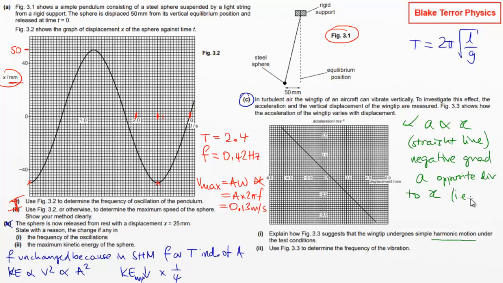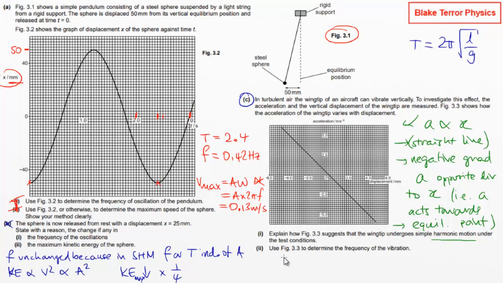And you might even want to put in something like, i.e. the acceleration acts towards the equilibrium point. So just to have everything in there, because then you've mentioned all of the key things. You've mentioned two things about the graph: that you've got a straight line and a negative gradient. You've mentioned two things about simple harmonic motion: acceleration being proportional to displacement and it being in the opposite direction. And then you just added in this kicker of a bit of terminology with acting towards the equilibrium point.